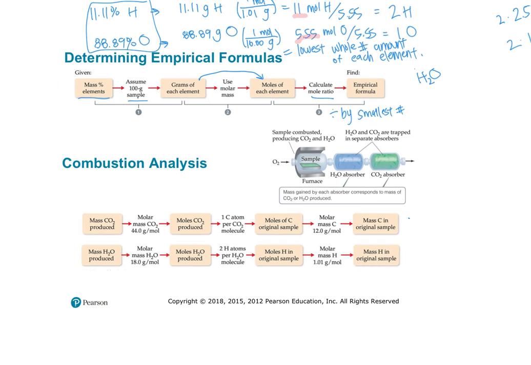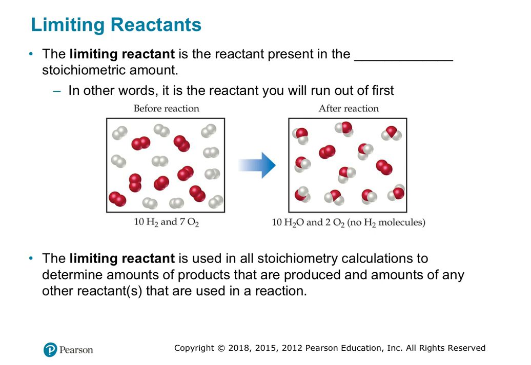I'm not going to have you worry about combustion analysis. It's basically the exact same thing, but a little bit more complicated, and you don't need to worry about it. So now we're going to talk about limiting reactants. This is basically the reactant that is going to run out the quickest. So the thing that you have the least of. So the one that shows up in the smallest stoichiometric amount or molar amount. So who are you going to run out of?